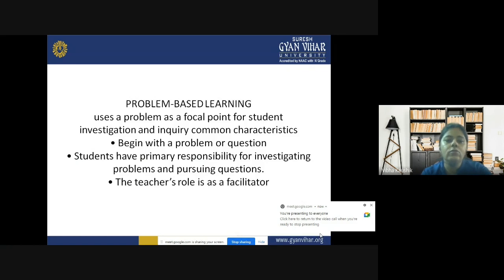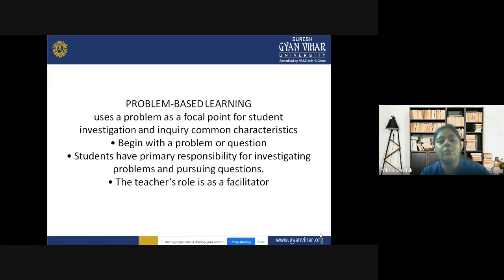Problem-based learning uses a problem as a focal point for students, an important point for student investigation, where they have to find out the solutions to that particular problem. Inquiry common characteristics: begin with a problem or a question. Students have primary responsibility for investigating the solutions of that particular problem and pursuing the questions related to it.